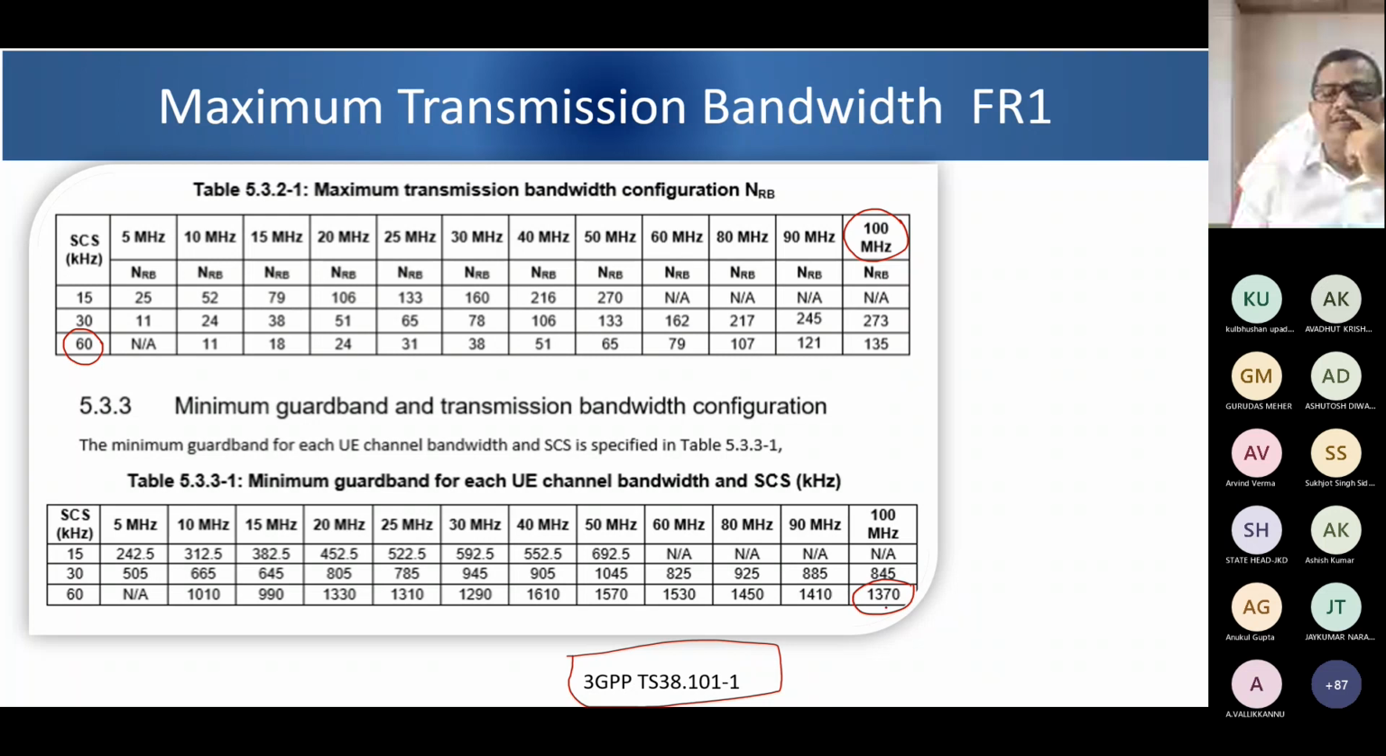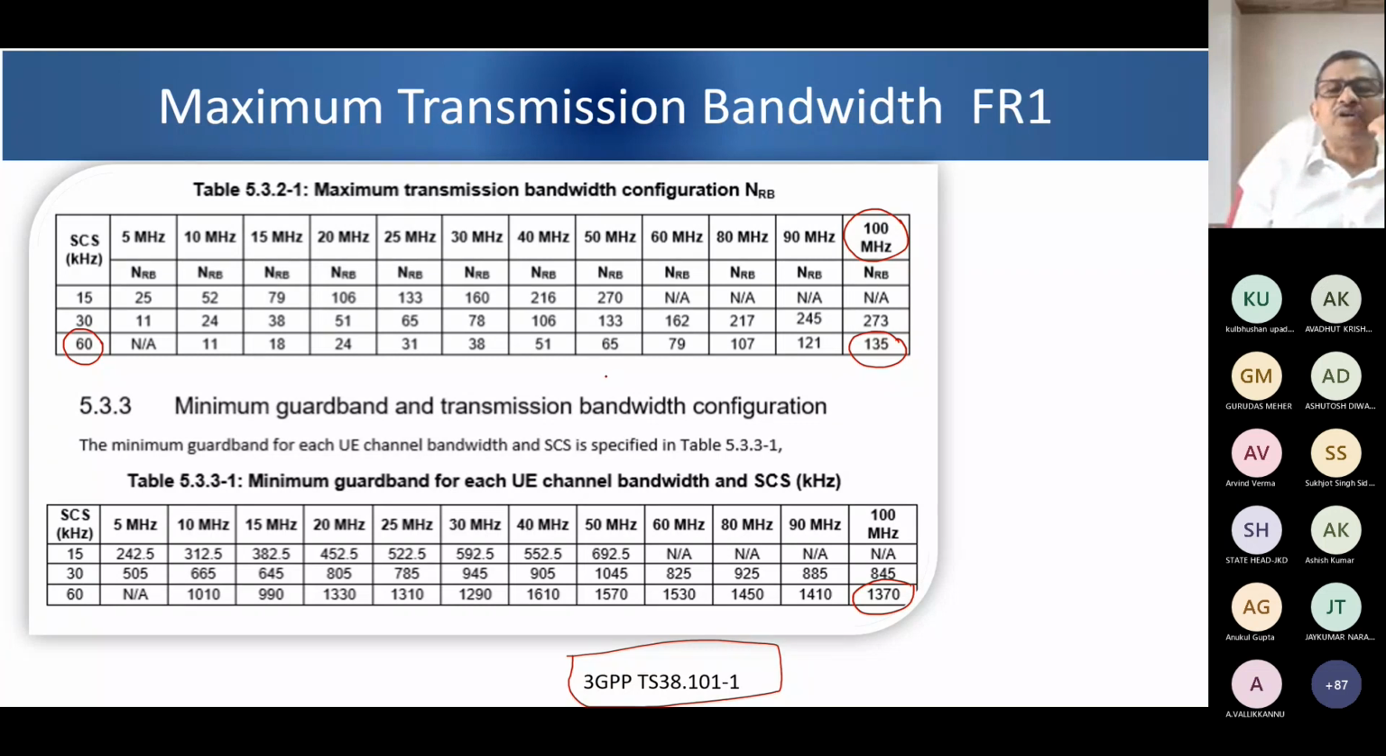If you subtract, you'll get transmission bandwidth. If you divide by 60, you'll get the number of subcarriers, which is given here in the table, 135. So either you can calculate, or you can just straight away take it from the table given in the specification.